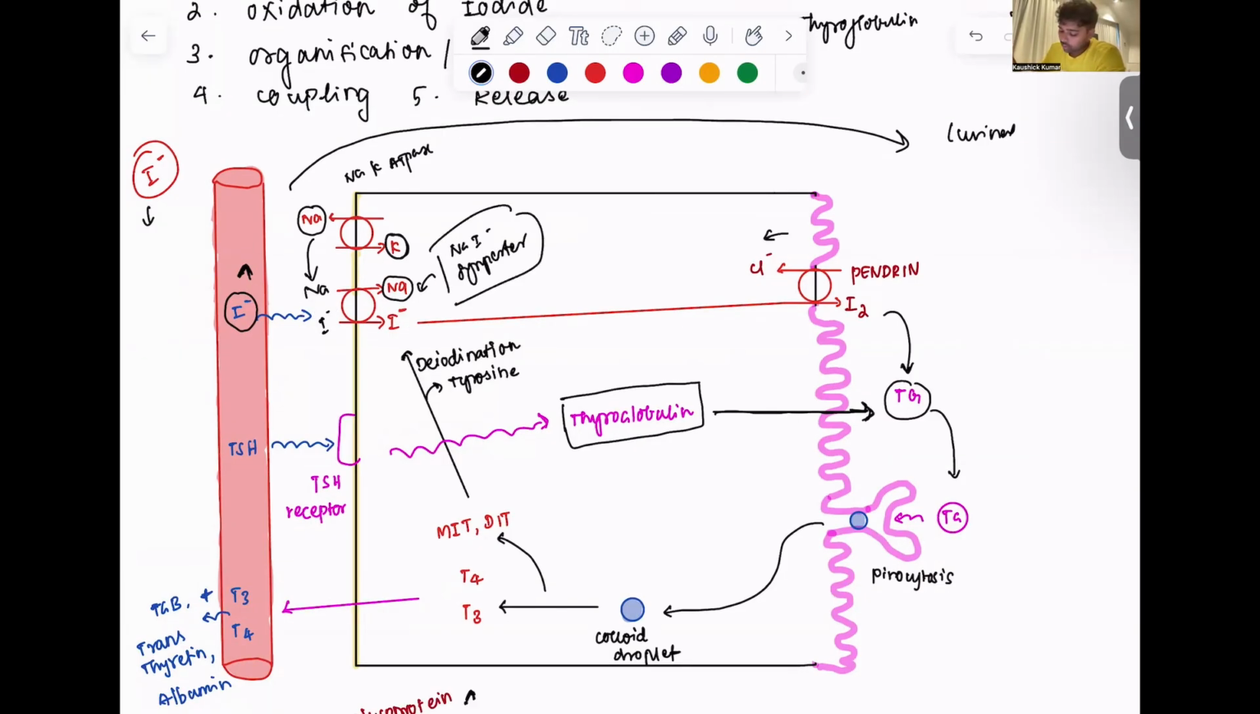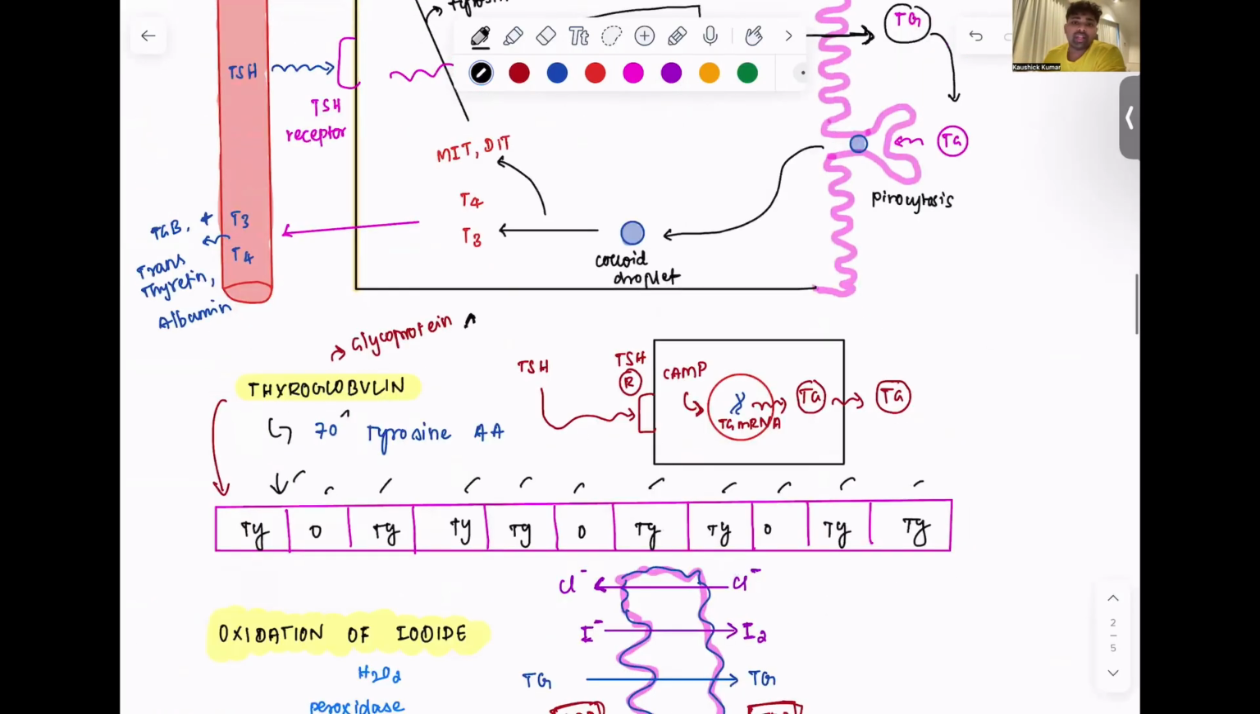Through this importer, iodide gets accumulated inside the follicular epithelium. This process of getting iodide inside the follicular epithelium is called iodide trapping. We are trapping so much iodide inside the follicular epithelium. The iodide present inside needs to get across the apical membrane into the luminal cell. On the apical membrane side, we have a special channel called pendrin, which puts chloride into the follicular epithelium and secretes iodide into the luminal cell. So iodide trapping is the first process.